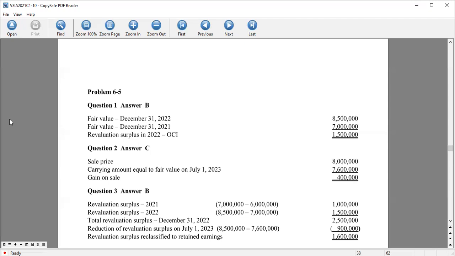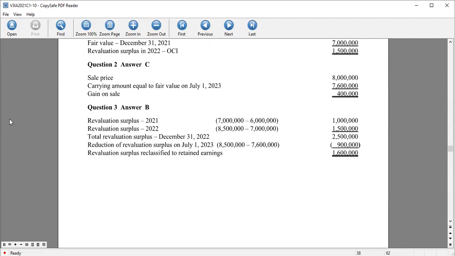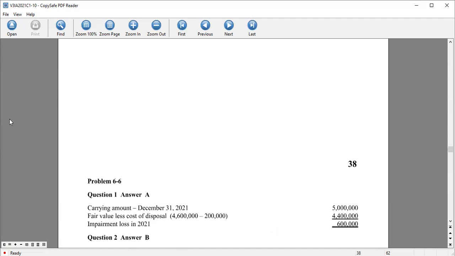Now question number 3, the amount of OCI that should be recycled to retained earnings. So question number 3, revaluation surplus of 2021, the amount of 1 million. 2022 is 1.5 million. So the total of 2.5 million. We have the reduction by July 1, 2023 in the amount of 900,000. So we have now the revaluation surplus reclassified to retained earnings of 1.6 million. That's question number 3. And the answer is letter B.